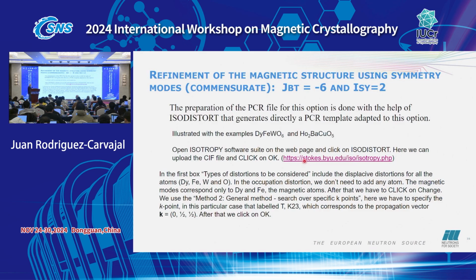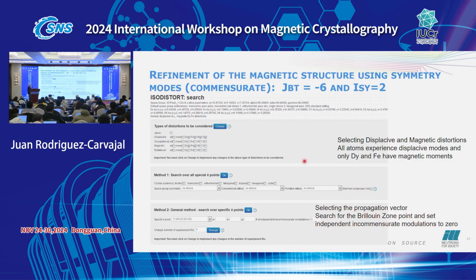And then all these data are distributed in the tutorials, and you have the steps you have to follow for doing that. It is more or less, I do that quite rapidly. Then you have to select, in general, displacive and magnetic distortion of all atoms. So a magnetic distortion. Then all atoms experience, in principle, displacive mode, and only those that have unpaired electrons have magnetic moment. And you have to select that. An important thing that you have to do in isodistort when you make a change is to click on change. Otherwise, it's not applied.